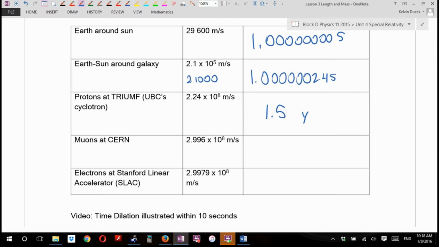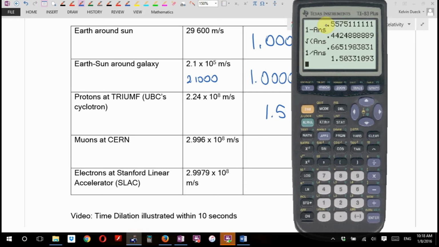What's the speed of light as a number? 3 times 10 to the 8th. That's why I've been putting in that 3 times 10 to the 8th in the bottom. So this was 2.24 times 10 to the 8th. Turns out at the Large Hadron Collider at CERN, we can get muons going at 2.996 times 10 to the 8th. Very close to the speed of light. So in 1 year for the muons, because now we're standing still relative to them, how much time would go by for us?